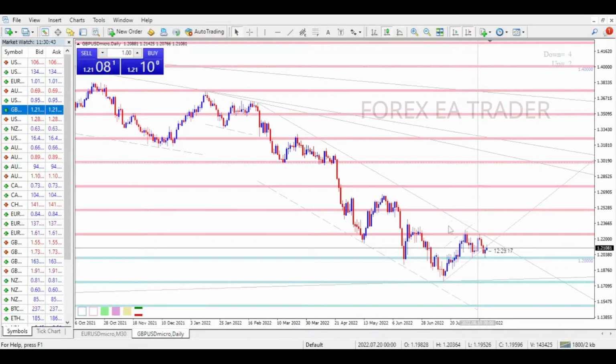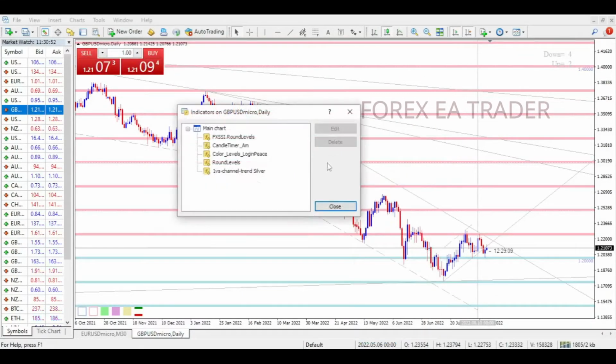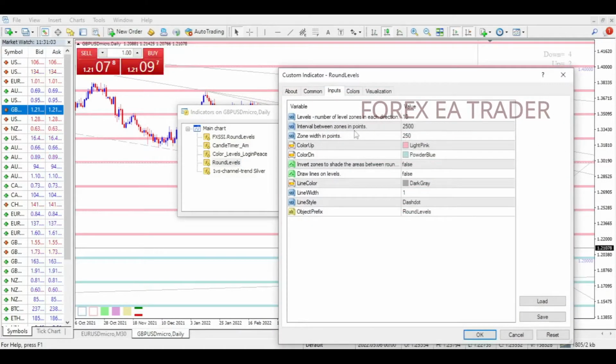So what he did is he basically went into the system. So you can basically right click and go to your indicators if you have the system, and you go to the round levels. You can go to the round levels, and you can go to edit. So where it says interval between zones in points, here he actually made it another half. Currently, where you probably have 0.5 there, he has made it 1.250, and you basically go okay.